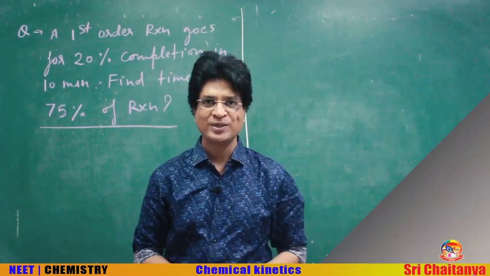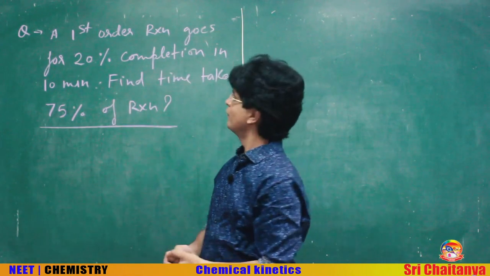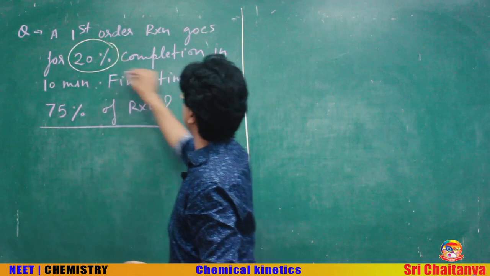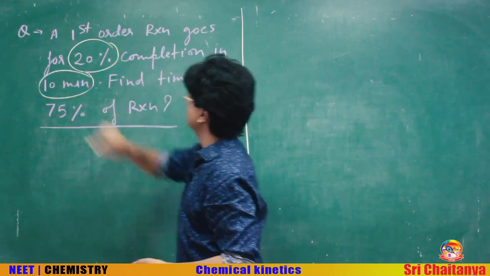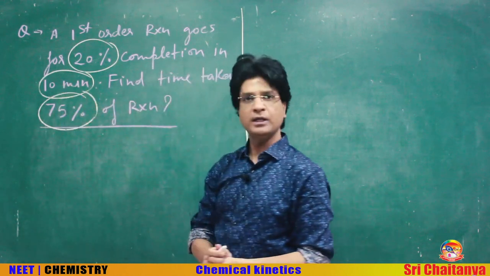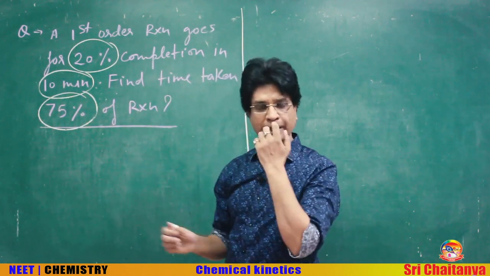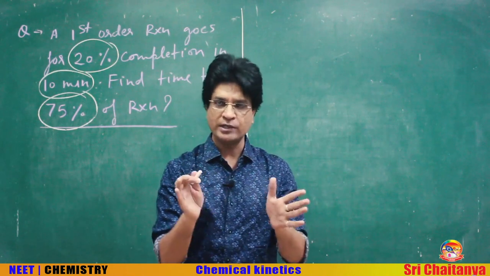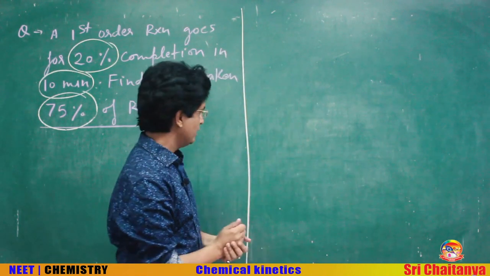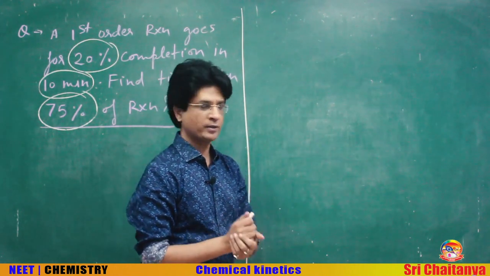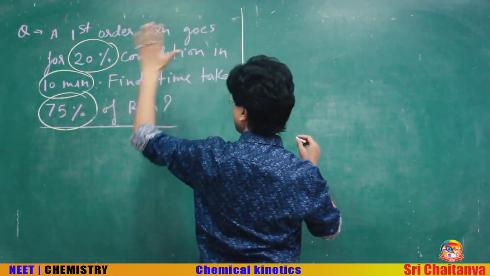Okay. So students, let's see one more question on first order reaction, and this question says that it is 20% complete in 10 minutes. They are saying find the time taken to complete 75% of the reaction. So how will you proceed in any given order of reaction? The K value does not change for a given reaction until and unless you are changing temperature or using a catalyst. Okay. So here we are not changing anything like that.